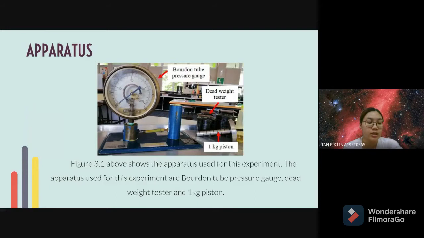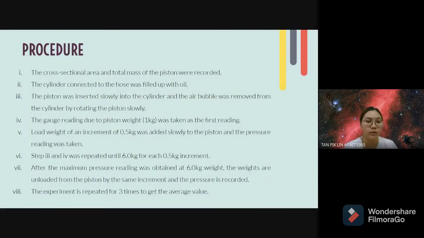This is the procedure. So first, the cross-section area and the total mass of this piston were recorded, and the cylinder connected to the hose was filled up with oil. And the piston will be inserted slowly into the cylinder and the air bubble was removed from the cylinder by rotating the piston slowly. The gauge reading due to piston weight 1 kg was also taken as the first reading.